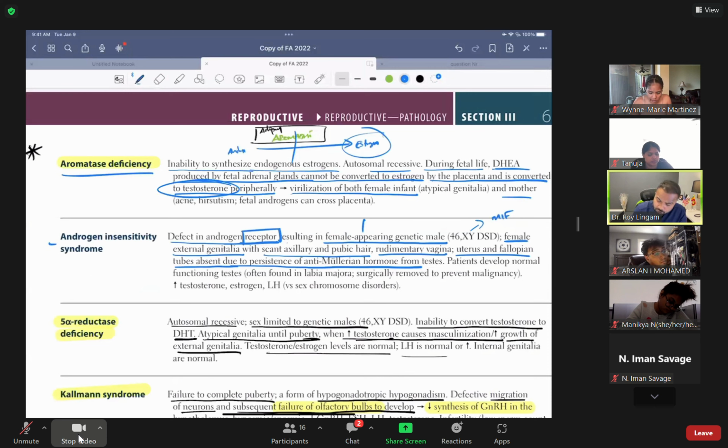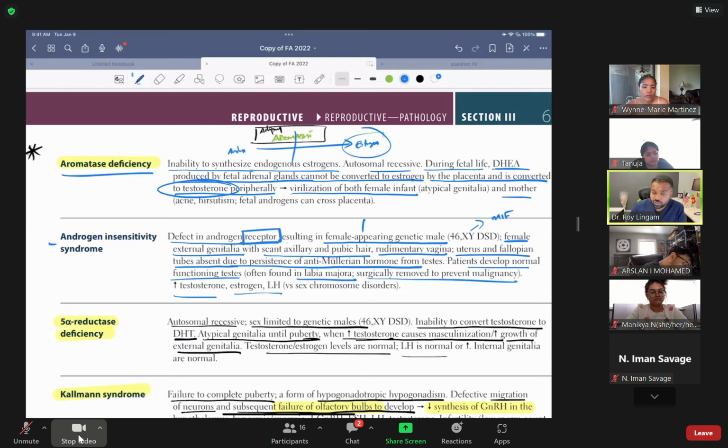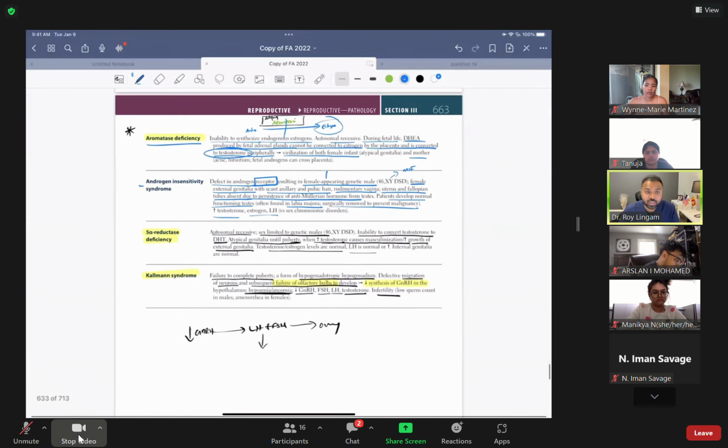So important. Patient develop normal functioning testes. They are often found in the labia majora, folks. We remove it to prevent malignancy. Usually they are removed to prevent the malignancy, folks, okay? So that's androgen insensitivity syndrome, increased testosterone, estrogen, and LH. All of them are increased, okay? So that's this section. Let's do some questions on what we have just covered.